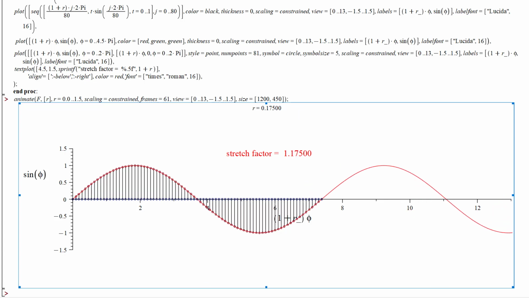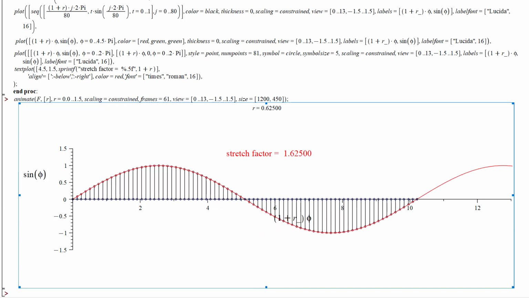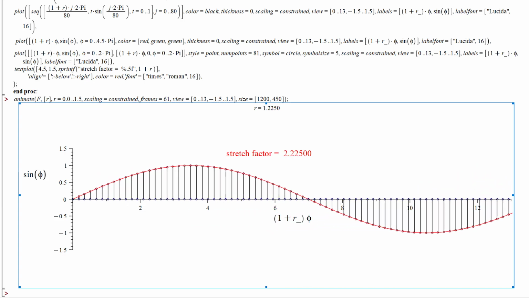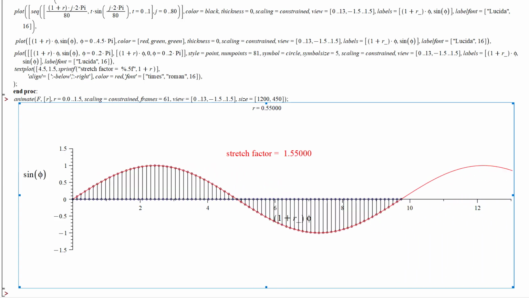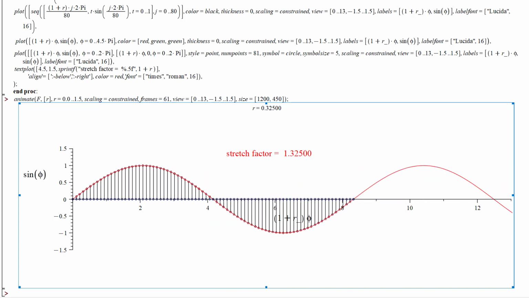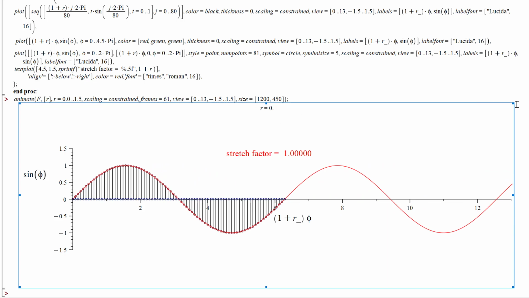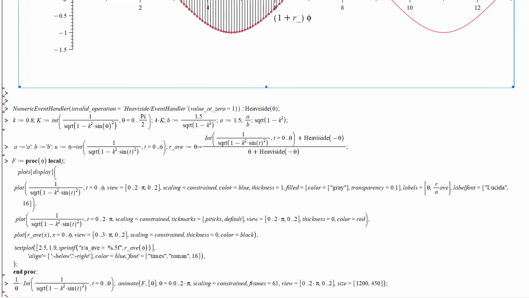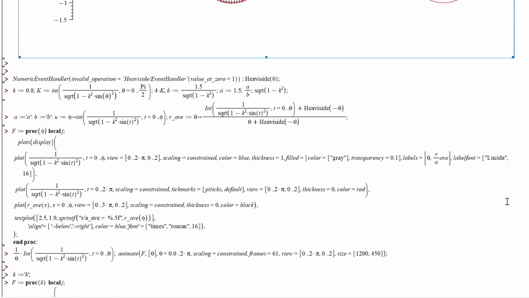But anyway, as r increases, I stretch. But this is a uniform stretch. So I'm stretching uniformly. So you get that idea. And that's what the Jacobi elliptic functions are. They stretch, but not uniformly. They stretch based on the value of r in that ellipse.